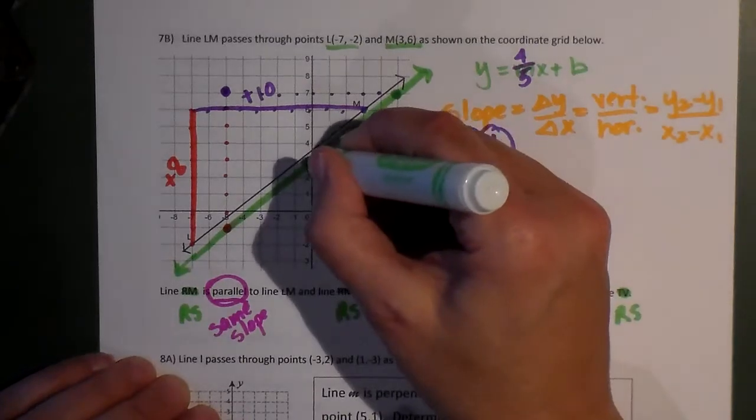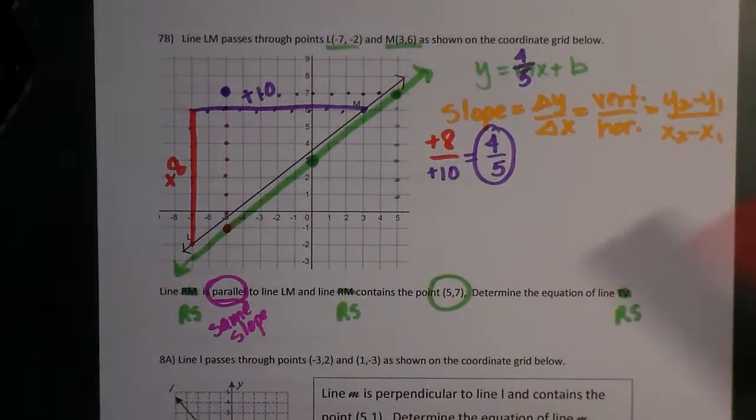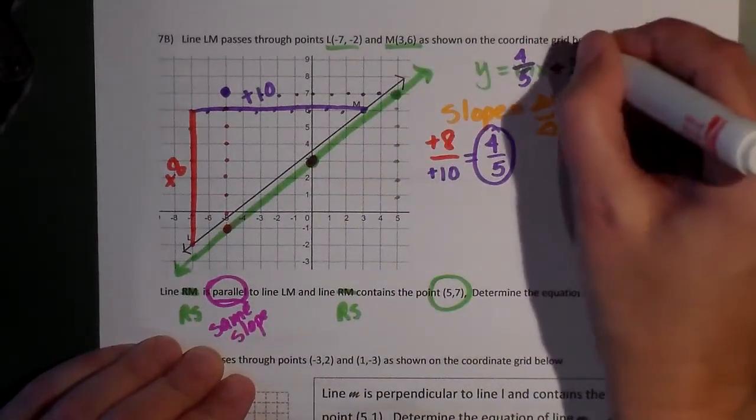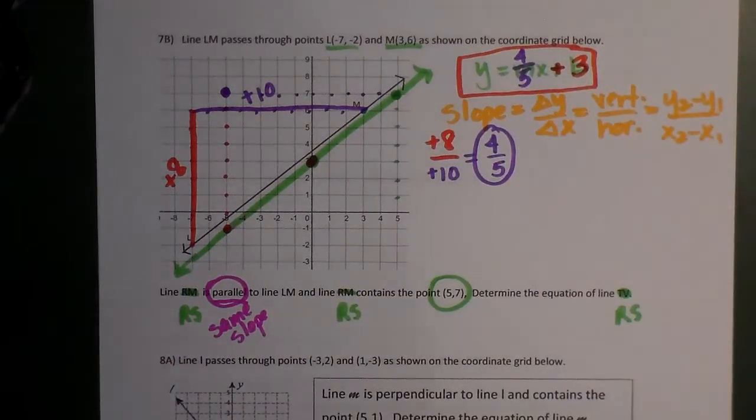And if you look at it, it hits the y-axis at 3, right there. So your B is 3, so there's your equation. And that's how you do the parallel and perpendicular.